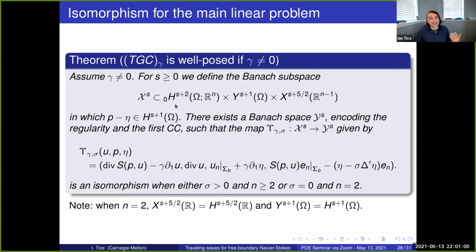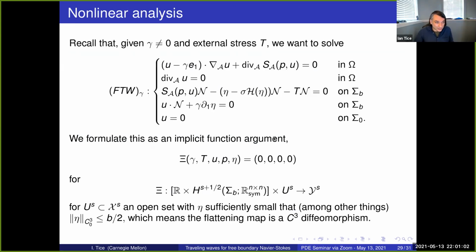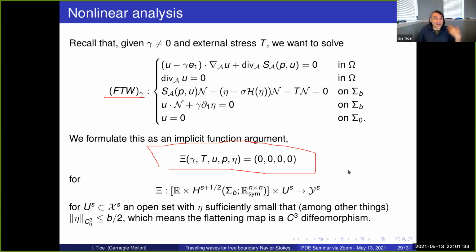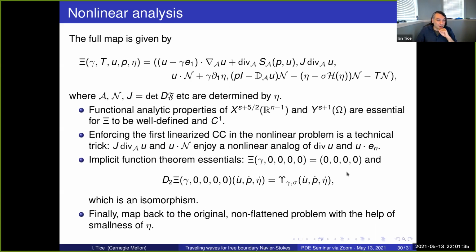Once we have that, the question becomes, can we actually use the implicit function theorem? And for that, we can. So the idea basically is we're going to go back and take our flattened traveling wave problem, view it as an implicit function theorem argument of the form some nonlinear mapping is equal to 0. And then what we notice is that when we compute the appropriate linearization of this thing, we arrive at the operator corresponding to this traveling gravity capillary equation that I mentioned before. And this means that we can then use the implicit function theorem to produce our solution.